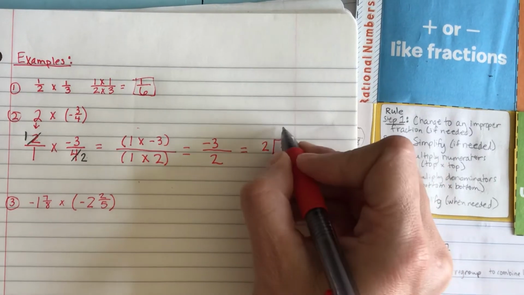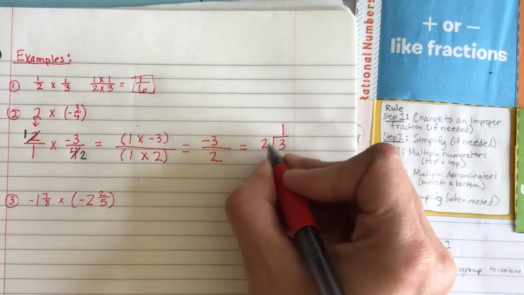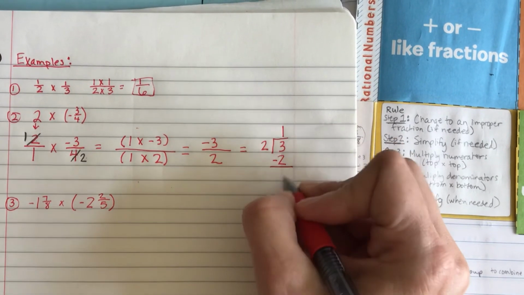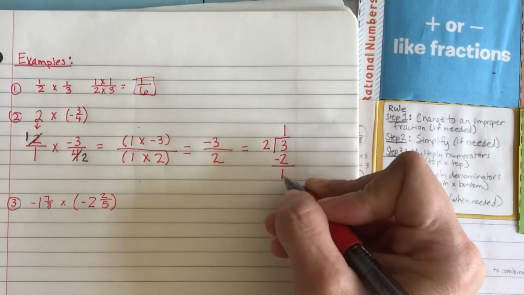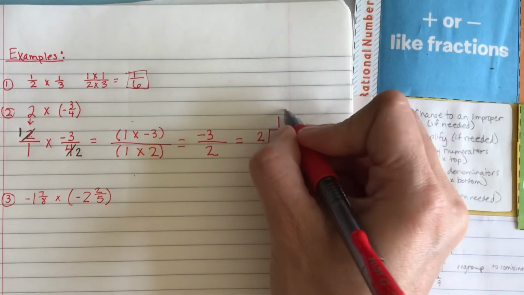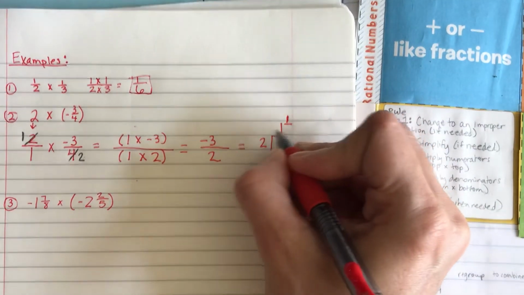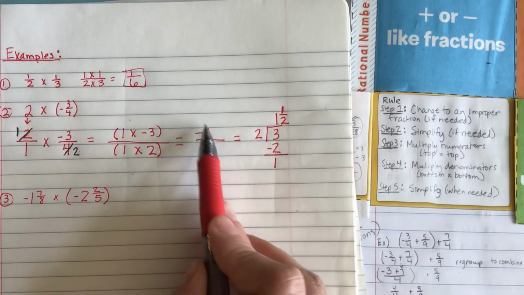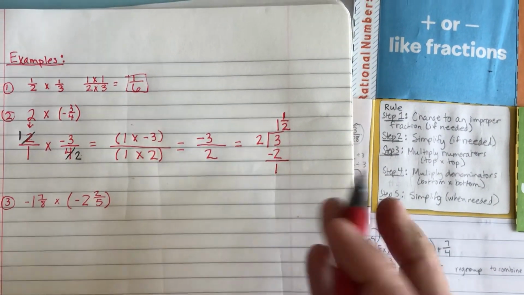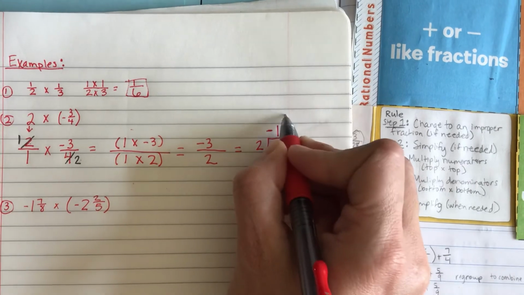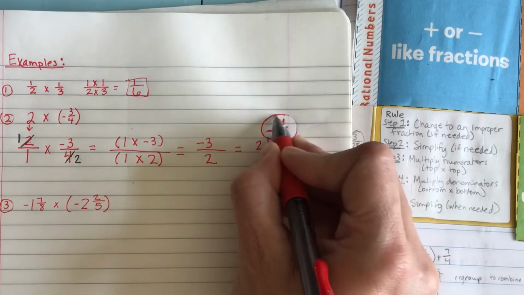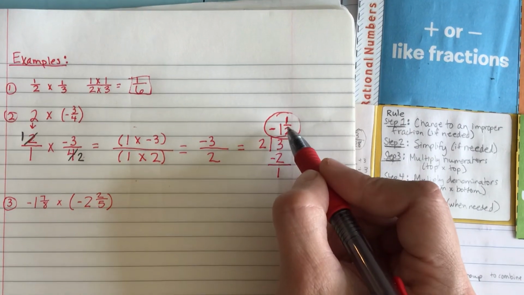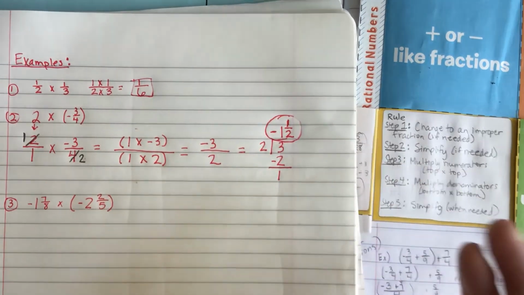2 goes into 3 one time. 1 times 2 is 2. Then we subtract. 3 minus 2 is 1. Remember your remainder, what's left over, becomes your numerator, and this becomes your denominator. Now, one thing that you can't forget is our fraction here was negative, so it's going to be negative here. So negative 3/2 when simplified, made into a mixed number, would be negative 1 1/2.